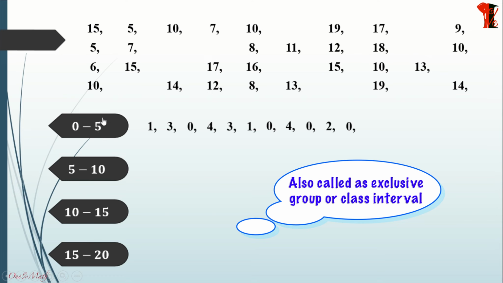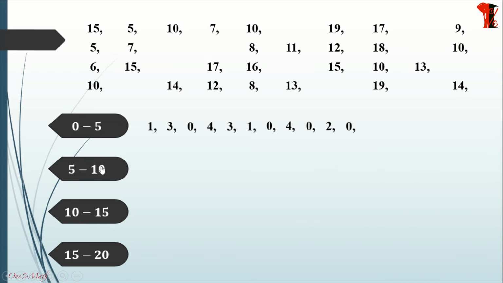So that's why the bigger number, the last number, is not considered. It goes to the next group. That means if I am taking 5 to 10, it will have the observations 5, 6, 7, 8, 9. The 10 goes to the next group. So 10 to 15 means 10, 11, 12, 13, 14, and 15 goes to the next group. So it continues like that.